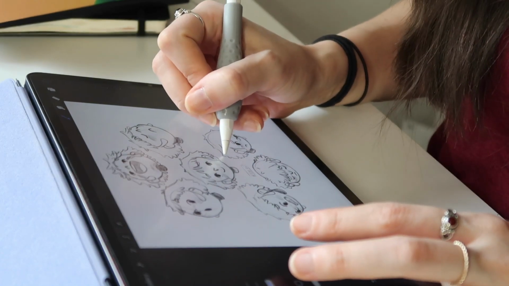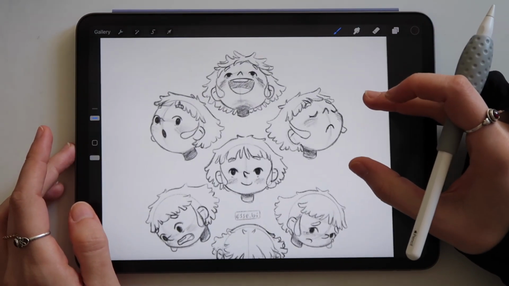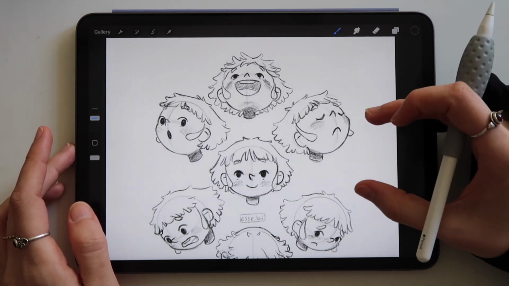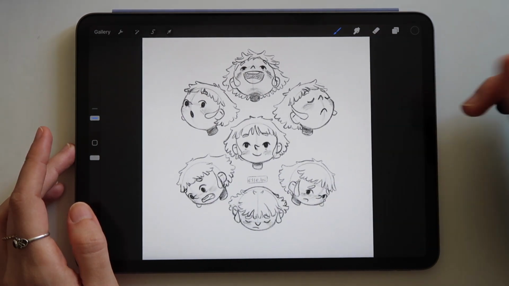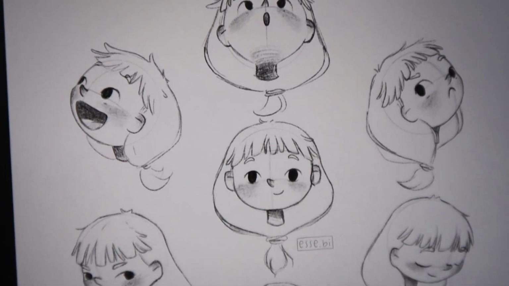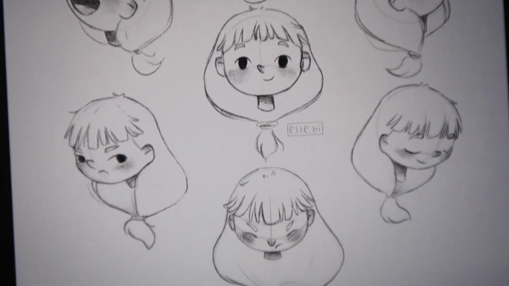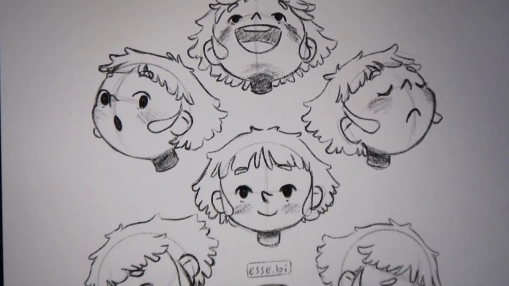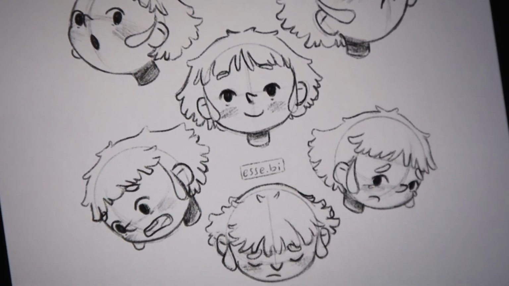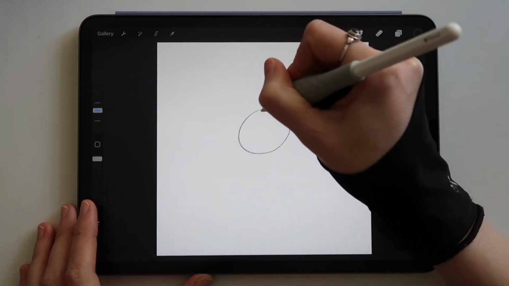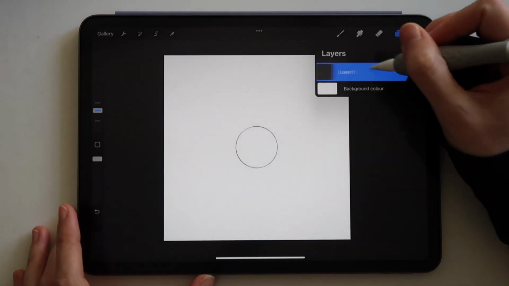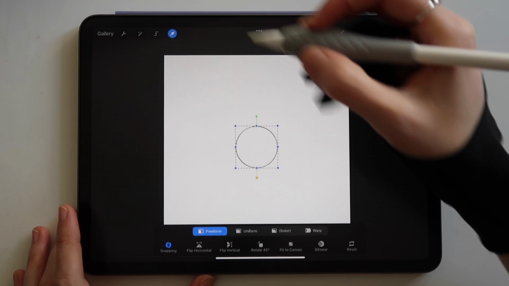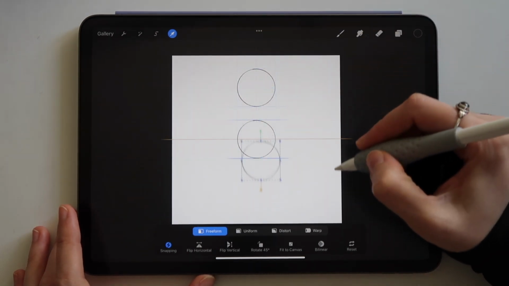So let's start with some circles. Of course, this is for a character who has a round head, but you can arrange it for any shape you want. Draw 7 circles this way. I'm just duplicating and placing the layers here. Each circle has its own lines for proportions.